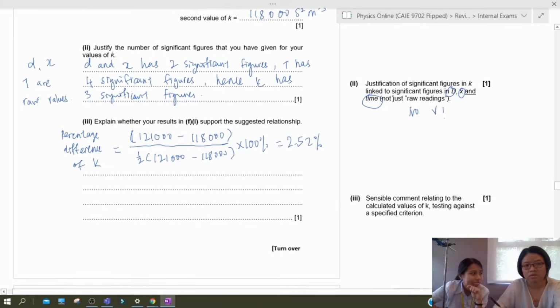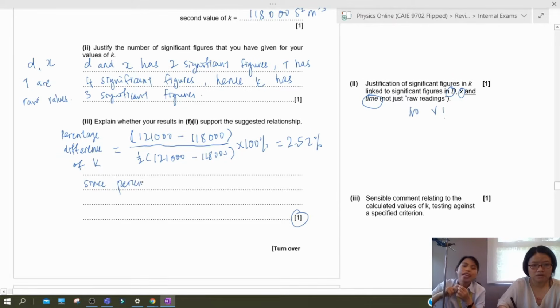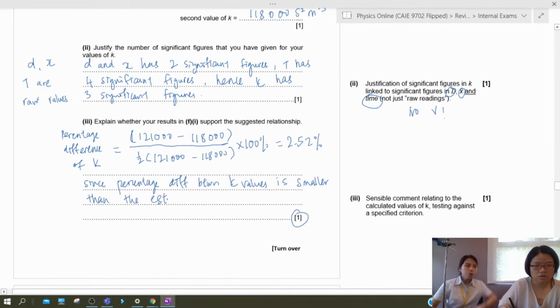So need to calculate? No need, estimate. That was paper 2, right? Because 1 mark. Okay, 1 mark no need to calculate. I don't want to work so hard. So we just look at our D, round up to the nearest 10, 20, 5%. And we say, since the percentage difference of K, we calculate 2.52, but no need to write all 3 SF, right? It's smaller than, or less than, your uncertainty in the whole experiment, which was 20%.